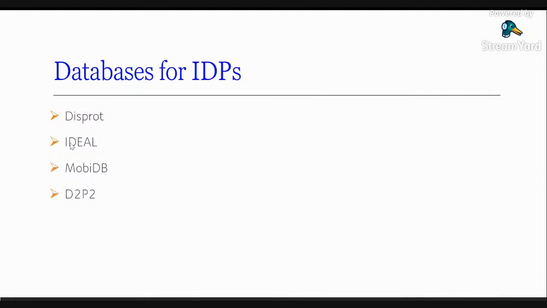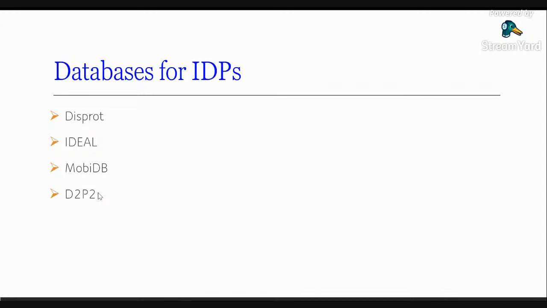DisProt and IDEAL are the two databases which store all the experimentally validated disordered regions or disordered proteins that have been reported in the literature or scientific reviews. And these two, MobiDB and D2P2, are also very nicely curated, but they also have predicted disordered regions. So apart from the experimental ones, they also store the predictions as well.